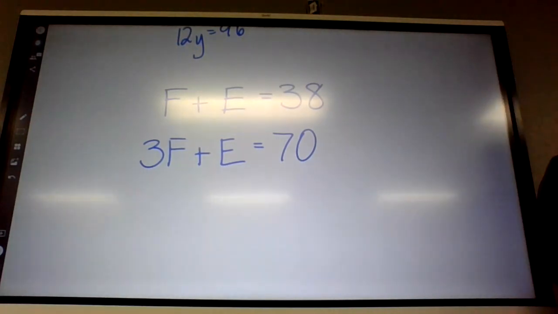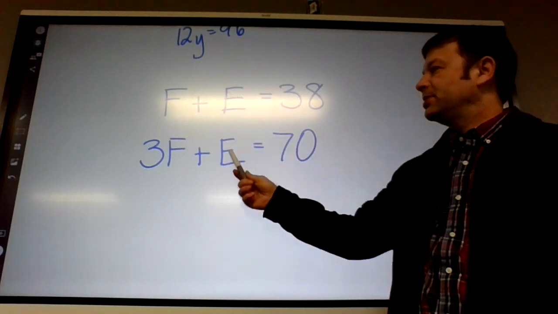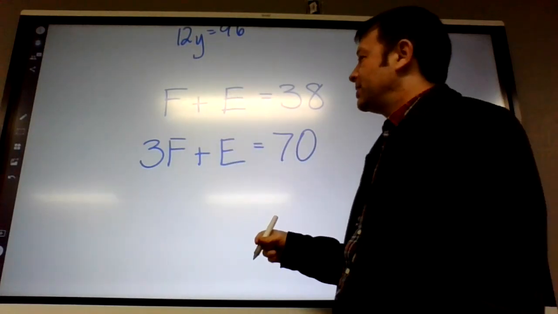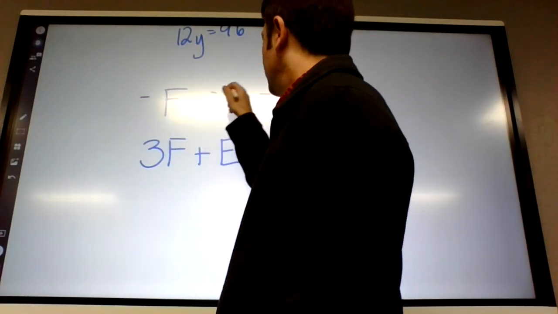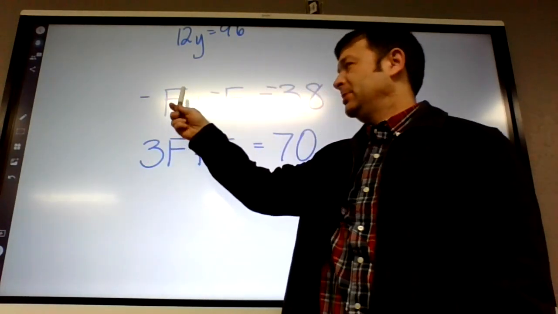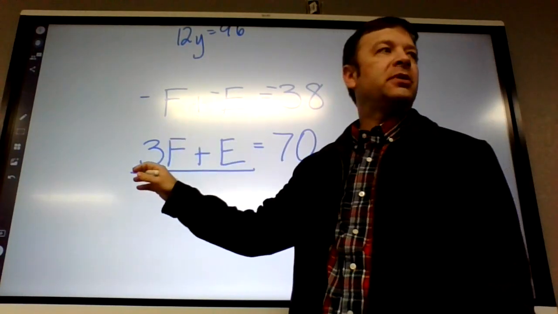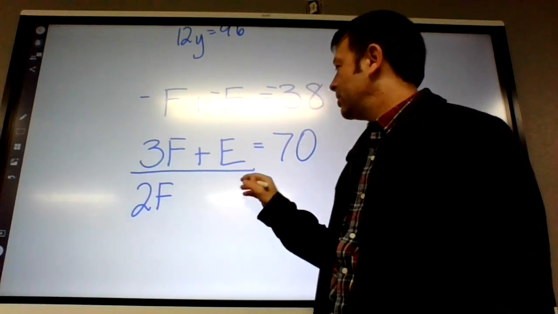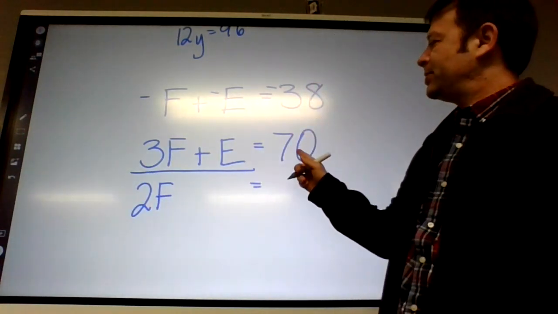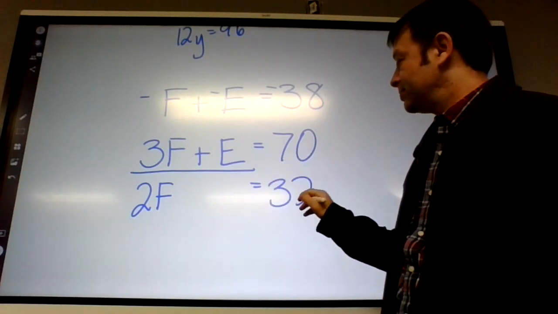We should do some elimination, because we can make the top one negative. These E's are the same. Multiply one of these by negative 1. Negative F plus 3F is 2F. And then negative 38 plus 70 is 32.